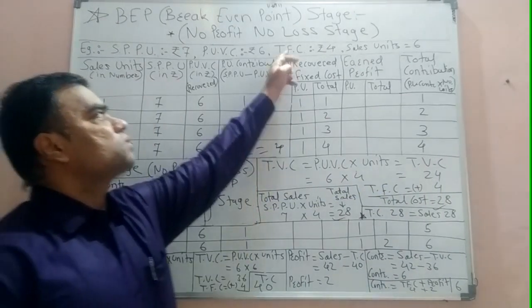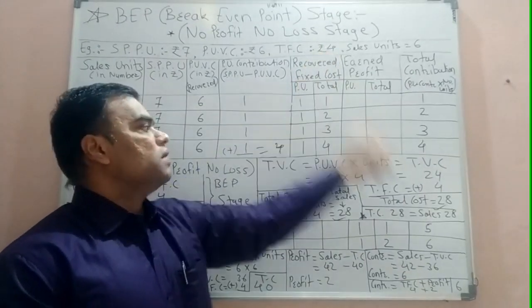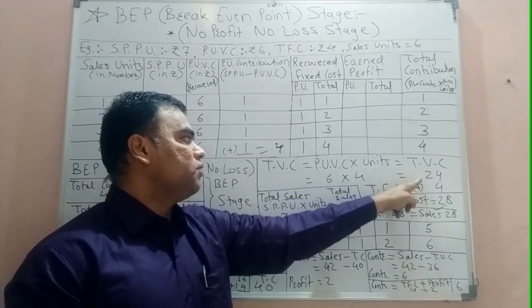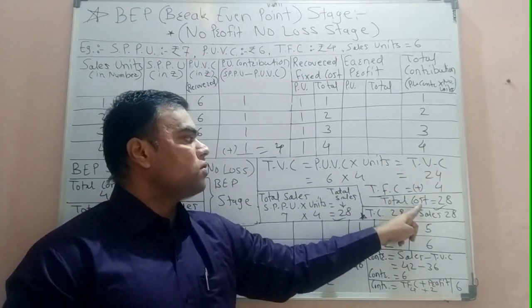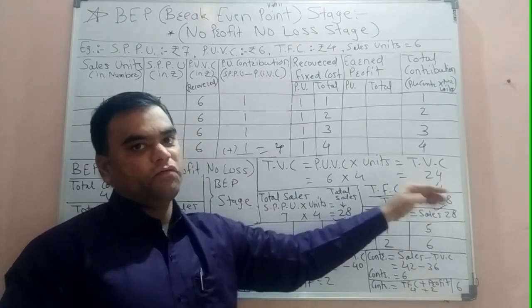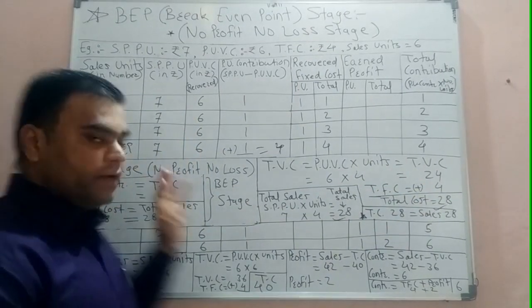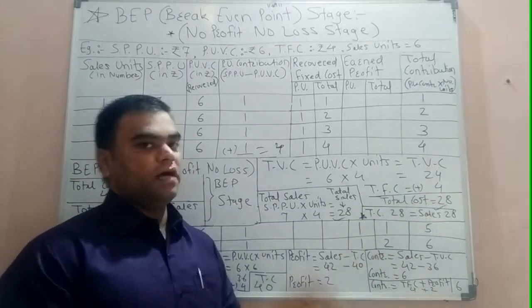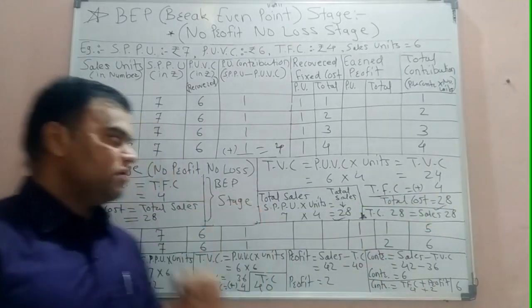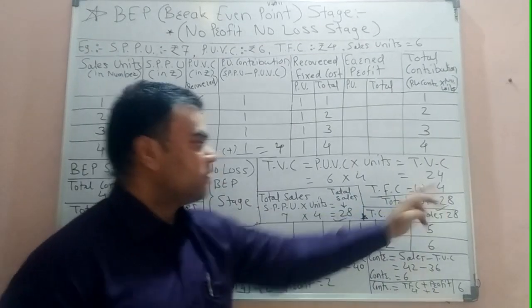Now total fixed cost is 4. Total variable cost 24, total fixed cost 4, means total cost is 28. When we sell up to 4 units, up to the 4 unit sales level, our total cost is 28.